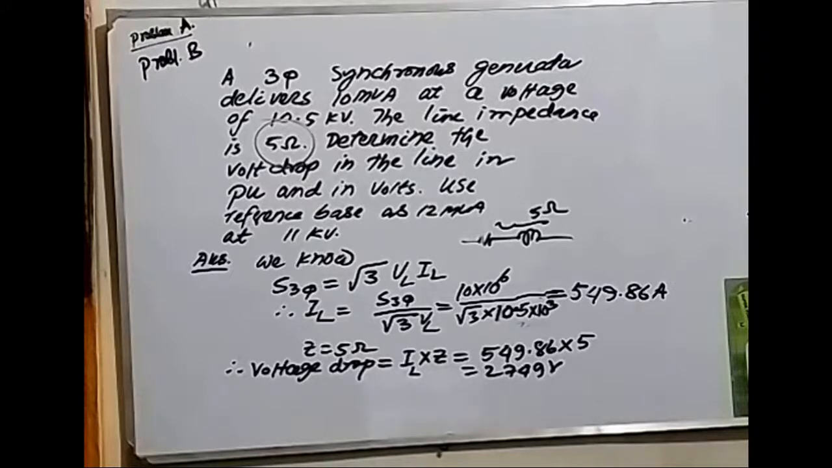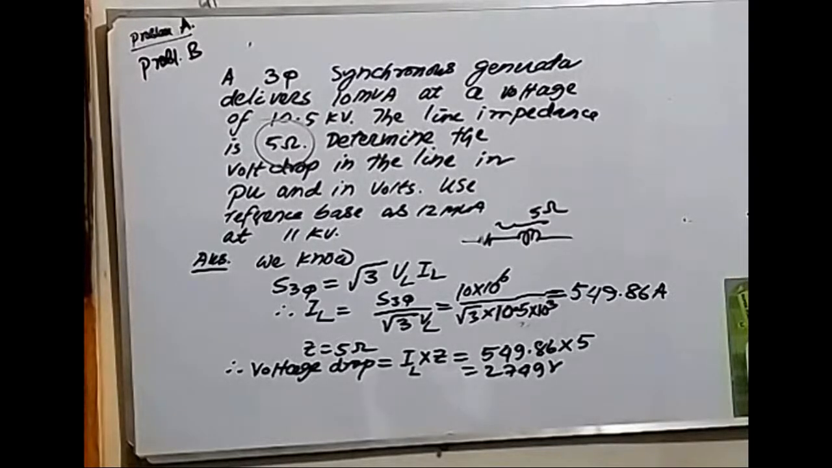To make it clear, I am also giving you another piece of information, then there will be no ambiguity. If we do not write anything, then you understand that it is per phase. The impedance is always taken per phase. Remember, resistance, reactance, all are taken per phase if nothing is told. So the voltage drop we have calculated is 2749 volt in the line.